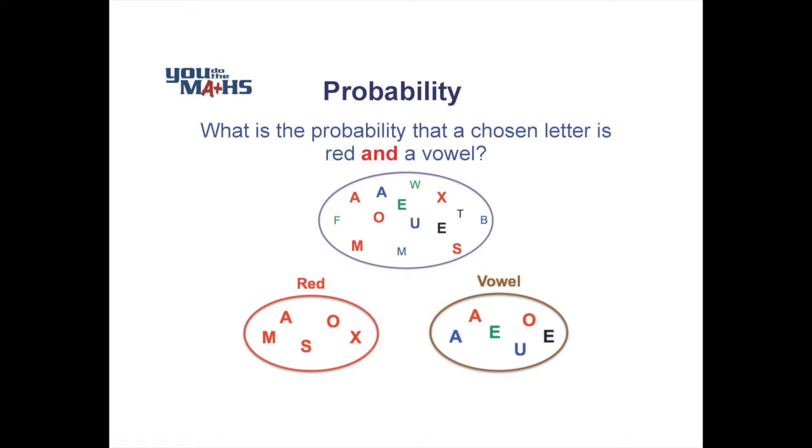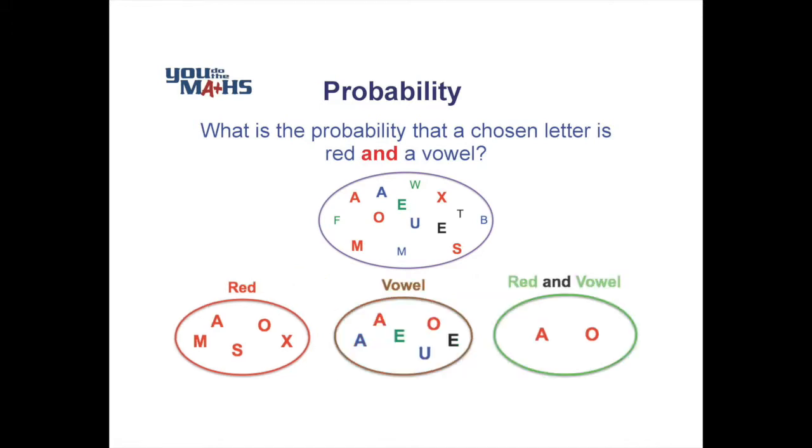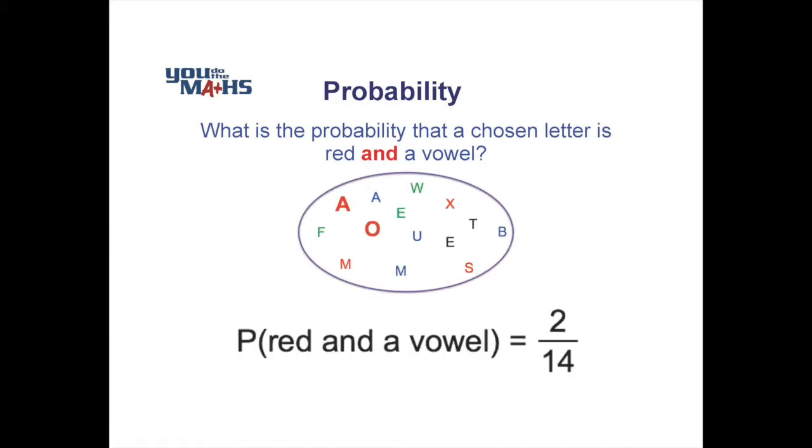So the letters that satisfy being both red and a vowel must belong to both groups. And there are only two letters that are in both groups. That's the letter A and the letter O. So the final probability of a letter chosen being red and a vowel is 2, because that's the favourable outcomes, out of 14, because that's the total number of letters.